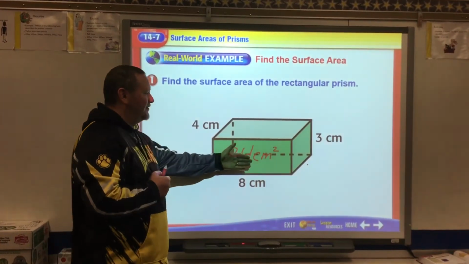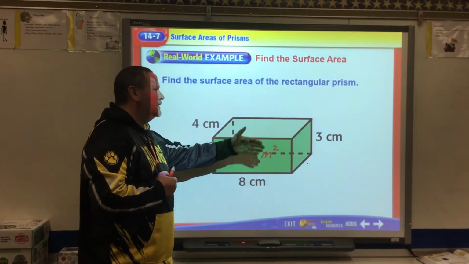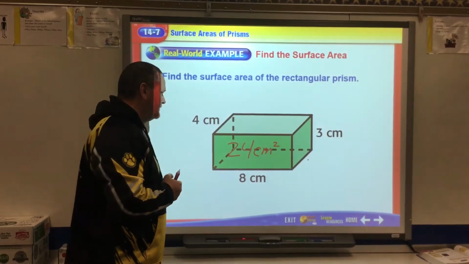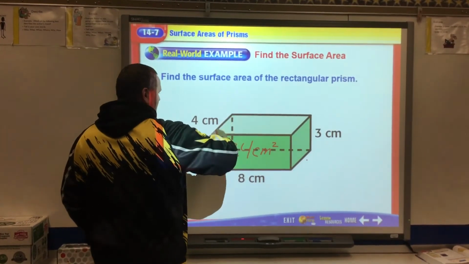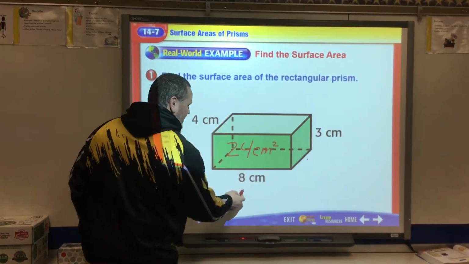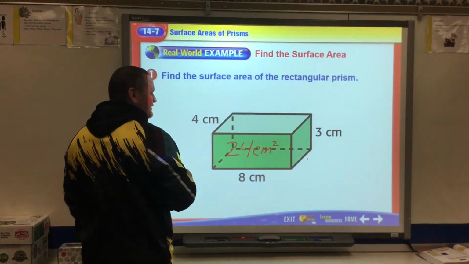By the way, if the front is 24, well then the back would also be 24. Okay, the top, I have 4 here, and this would be 8. Again, that's the same. So 4 times 8 is?